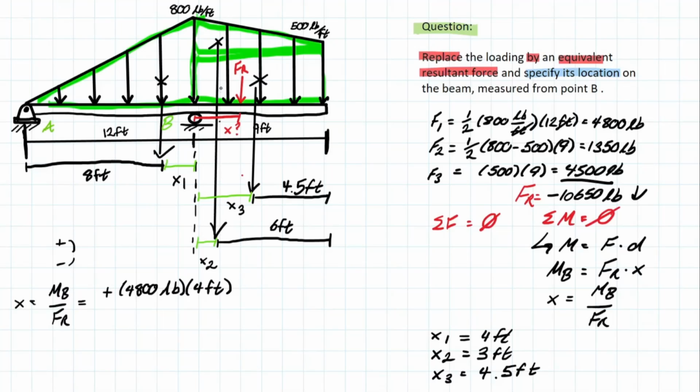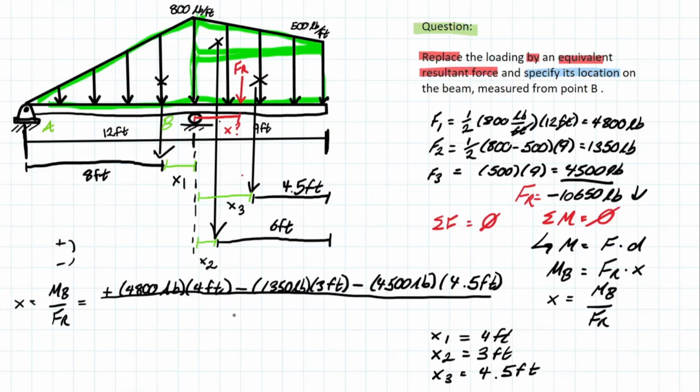F2, similar process, except this time it's going clockwise, so we have to give it a negative sign. We remember our numbers, 1,350 pounds times the distance 3 feet. And then similarly for F3, we are considering negative for clockwise movement, 4,500 pounds times that distance, 4.5 feet. And all of this is going to be over our FR, which was negative 10,650 pounds. The pounds are going to cancel out, and it's only going to leave us with feet. So solving this, you'll be left with 0.478 feet. And that is your final answer for x. I hope this helped.